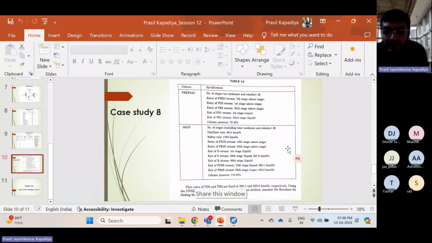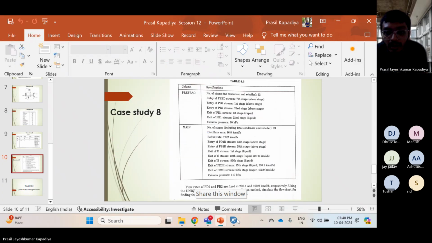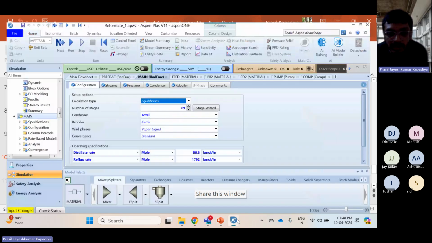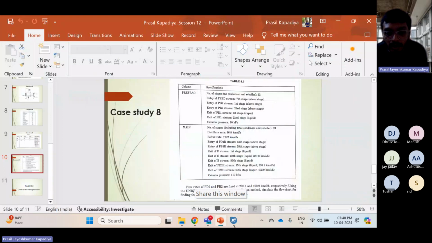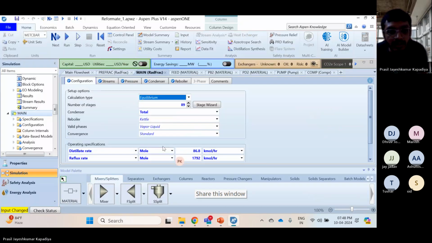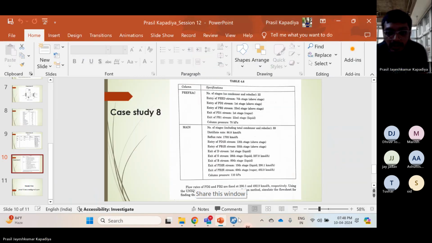Here we were given 89 stages, including condenser and reboiler. Distillate rate and reflux rate are given: distillate rate 86.8, reflux rate 1792 kilomoles per hour. Then entry PD1R, PB1R 13 and 55.